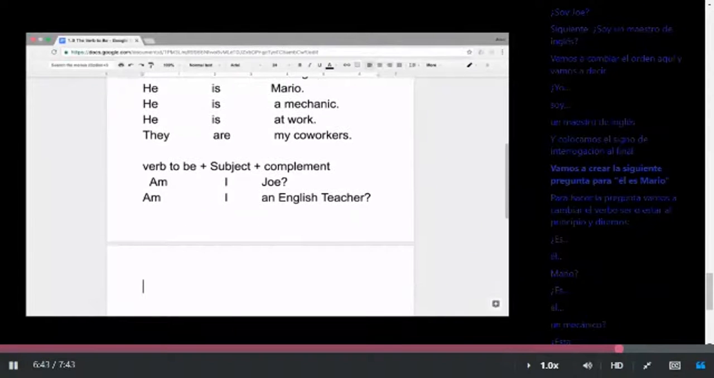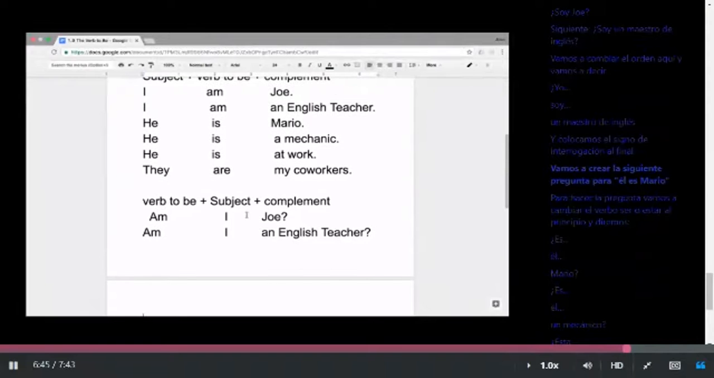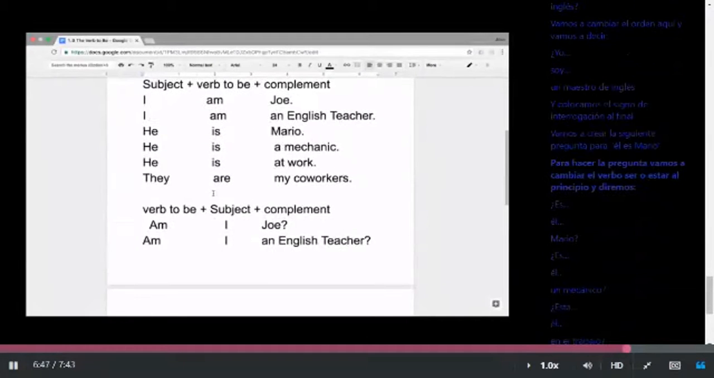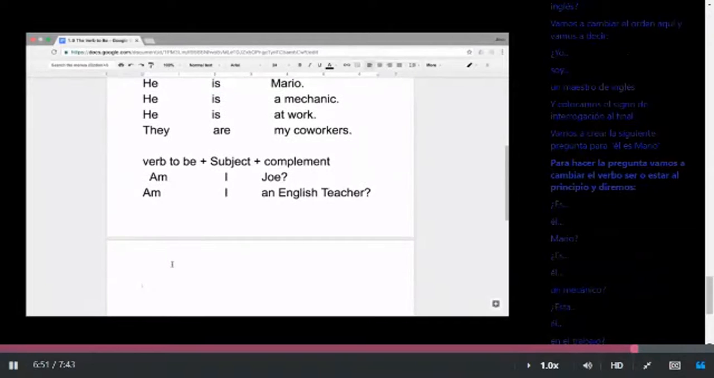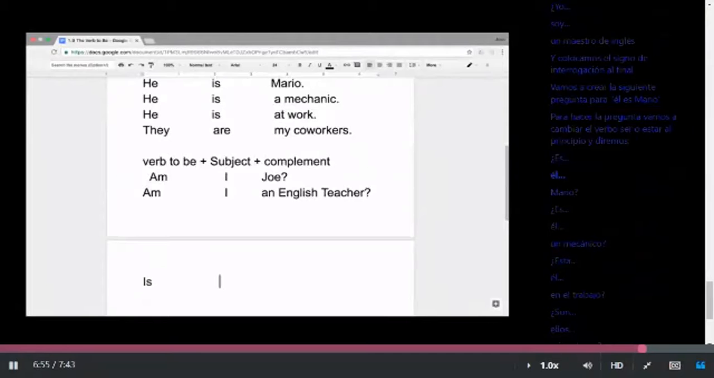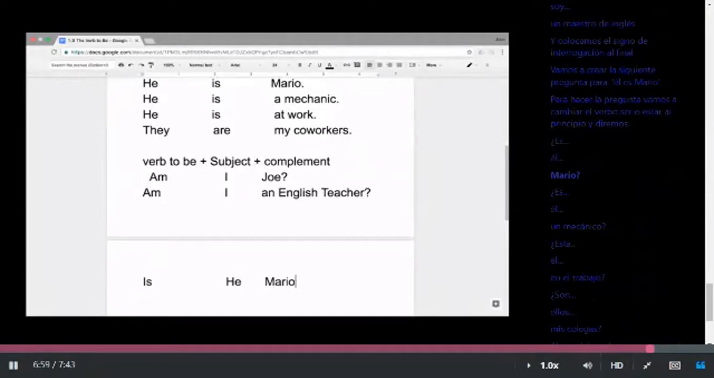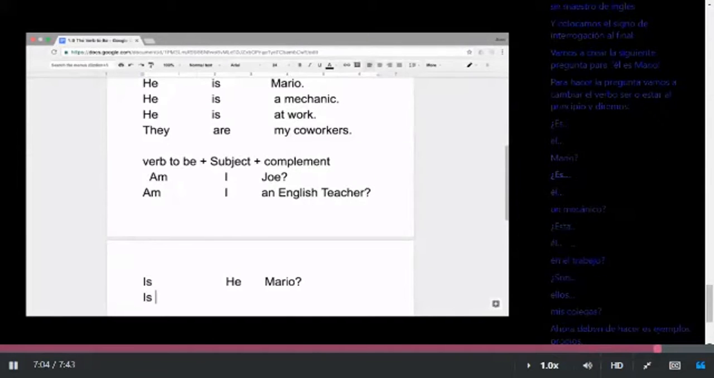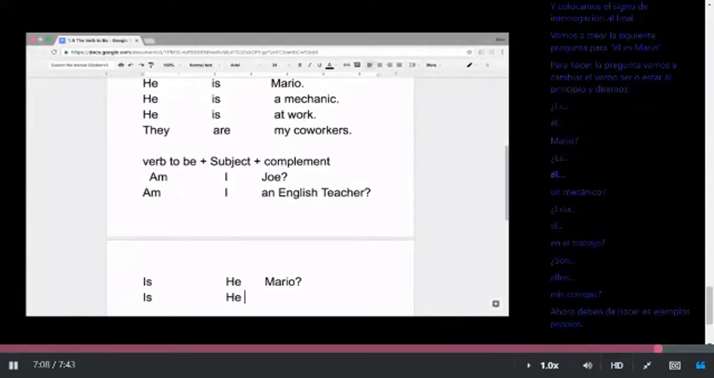So how would we form the next one? He is Mario. Okay, if I want to ask the question, I'm going to change the verb to be to the beginning, and I'm going to say, is he Mario. Okay. Guys, si se fijan, la primera letra is siempre capital letter, right? Cuando es pregunta, siempre la primera letra es capital.